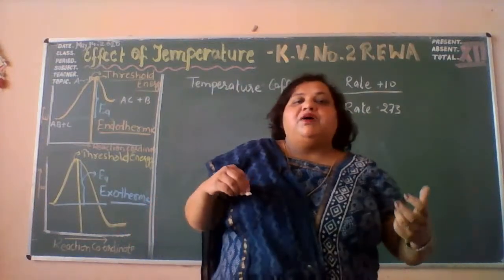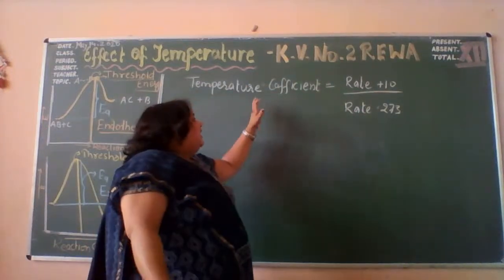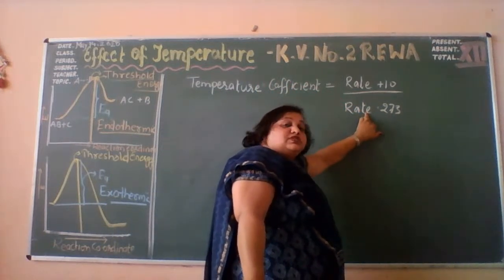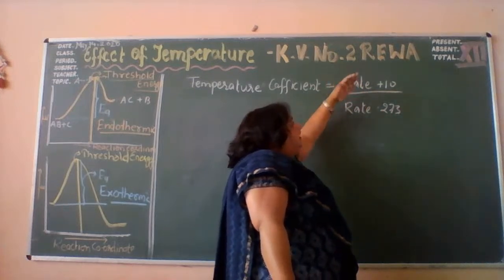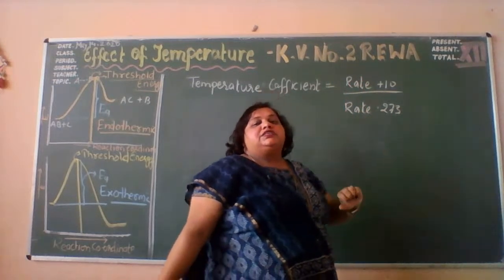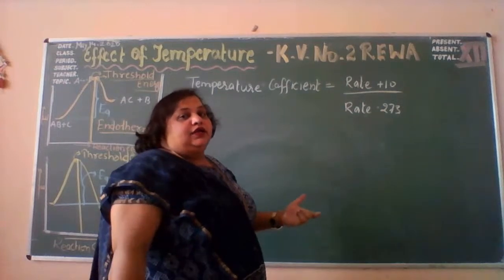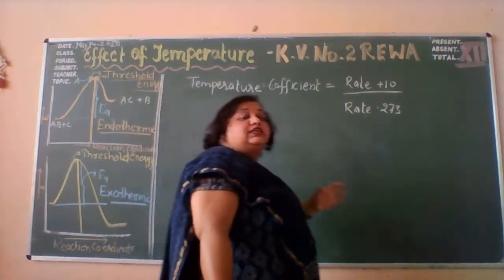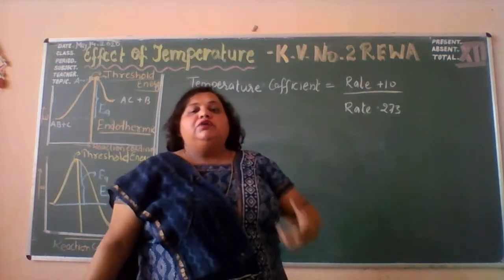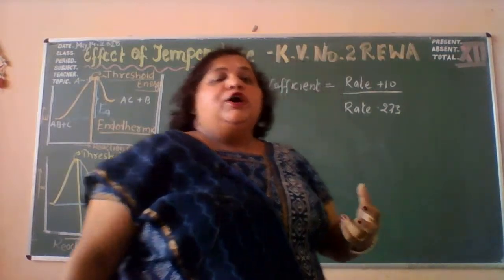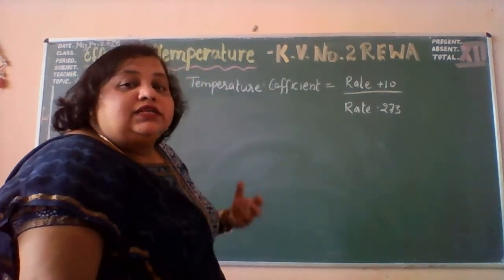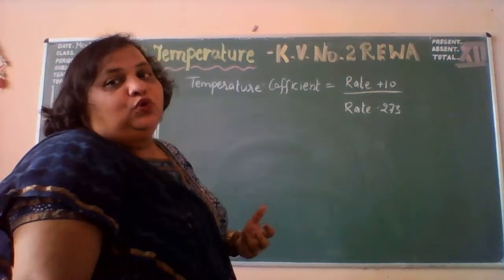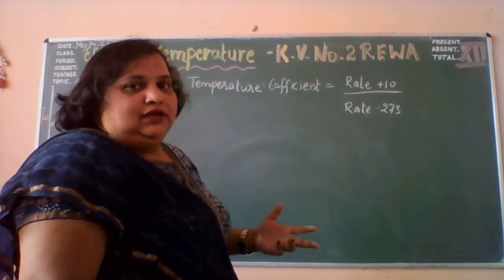This is the quantity by which we can compare, right? You all can see the rate of reaction at 273 degrees, and here if suppose you have increased the temperature by 10 degrees, what are you going to see? Mostly the temperature coefficient is between 2 to 3. Whenever you raise the temperature by 10 degrees, generally the rate of reaction increases by 2 to 3 times, not more than 3.